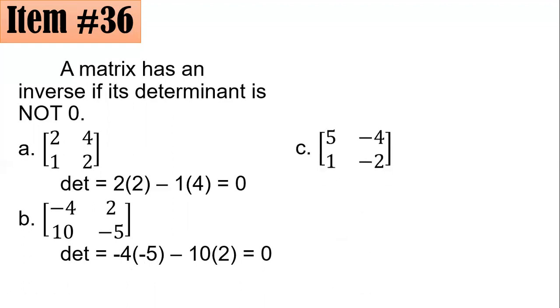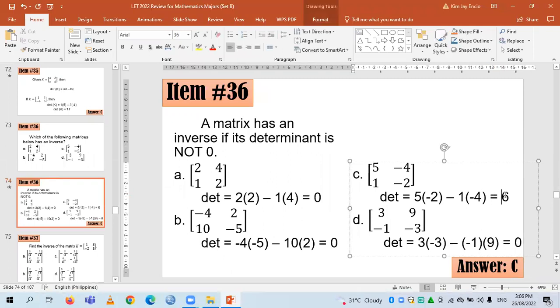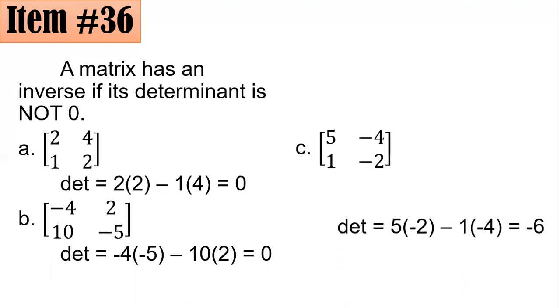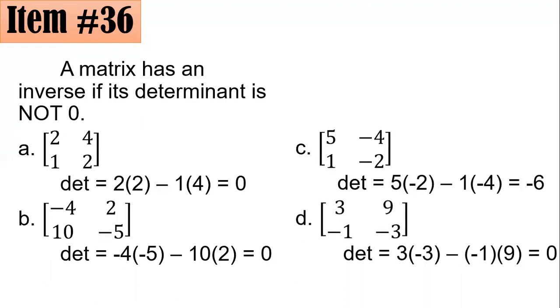For the third one, we have 5 times negative 2 minus 1 times negative 4. This becomes negative 10 plus 4, or it should be negative 6. And lastly, for letter D, 3 times negative 3, it's negative 9 minus negative 1 times 9, which is negative 9 also. So it will become negative 9 plus 9 or 0.